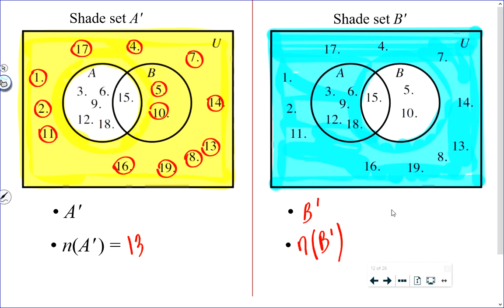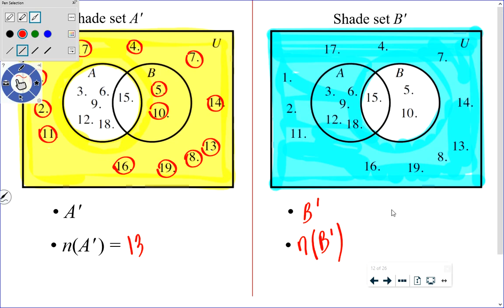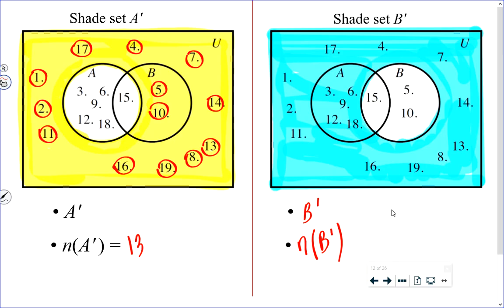The number in that set, I'm going to take a shortcut. I know there are 19 in the universal set, and there is 1, 2, 3 here that are in B. So 19 minus 3 gives us 16 that are not in B.